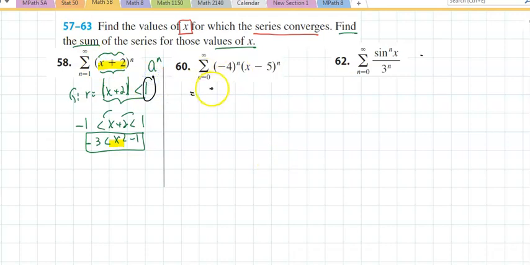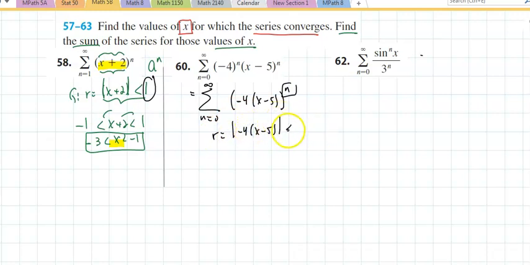The same deal on this problem. I'll say that's the series n equals 0 to infinity. And if I combine those to make it look like a geometric series, remember geometric series is something raised to the n power. So I would say r is the absolute value of negative 4 over x minus 5, and I want that to be less than 1, right? Absolute value will absorb the negative. So 4x minus 20 is less than 1. That means 4x minus 20 is between -1 and 1.